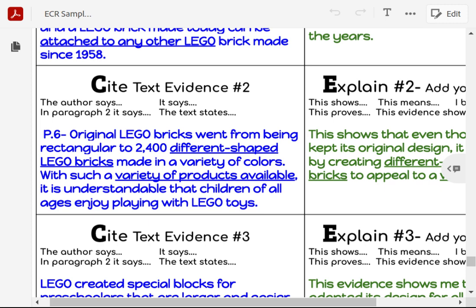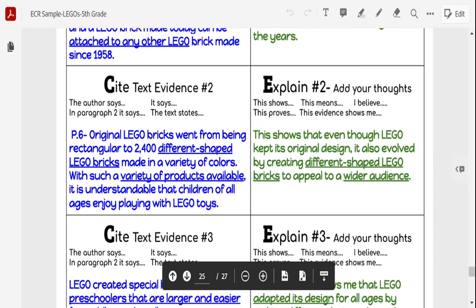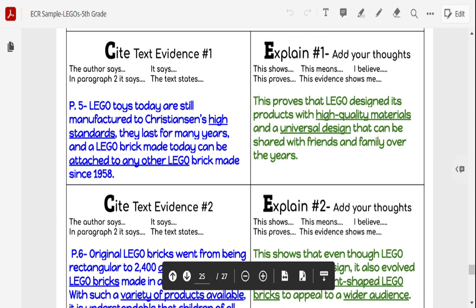And the prompts you can give them are: how does it answer the question in your own words? What does it mean? What does it show? Or what does it prove? And then I underline the points that answer the question, just like I did over here in the evidence.